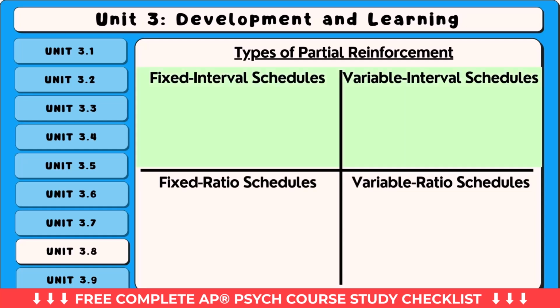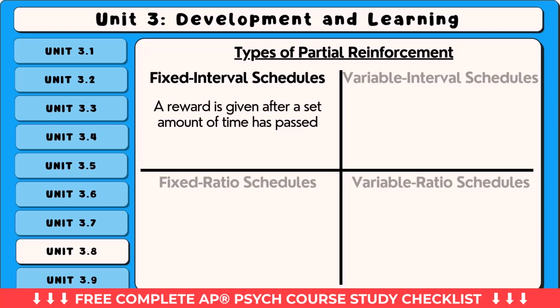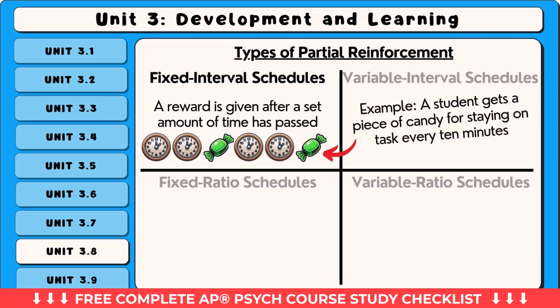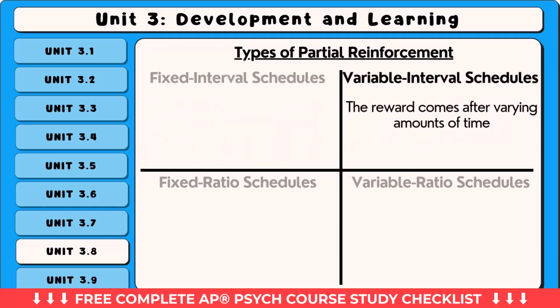Interval schedules refer to the passing of time. A reward is given after either a fixed or variable amount of time has passed. Ratio schedules refer to the number of responses shown. A reward is given after either a fixed or variable amount of desirable behaviors have been demonstrated. In the fixed interval schedule, a reward is given after a set amount of time has passed, as long as the behavior happened. For example, a student might get a piece of candy for staying on task every 10 minutes. The time stays the same each time, so people often do the behavior more as the reward time gets closer.